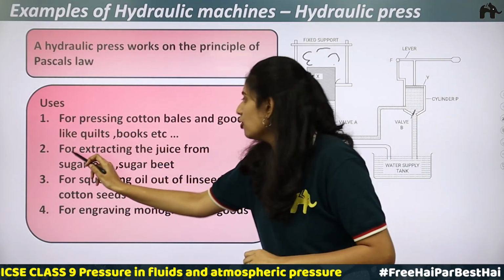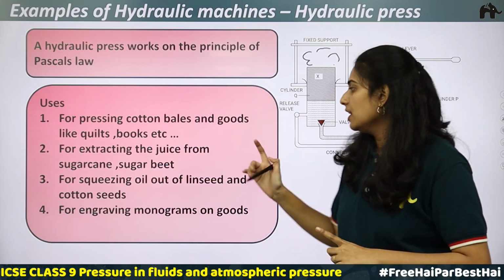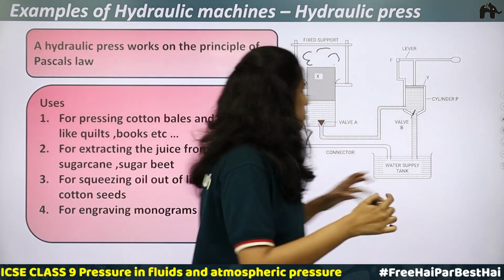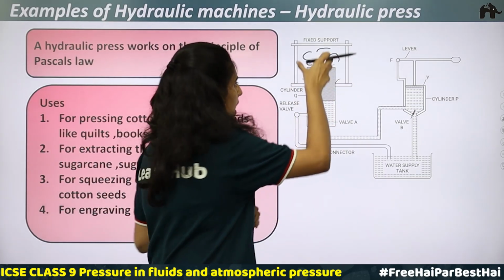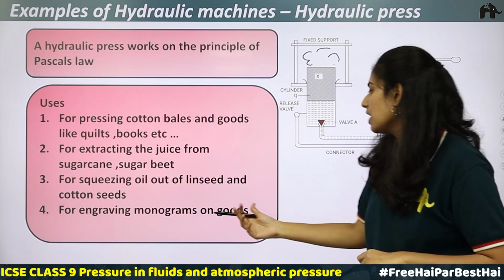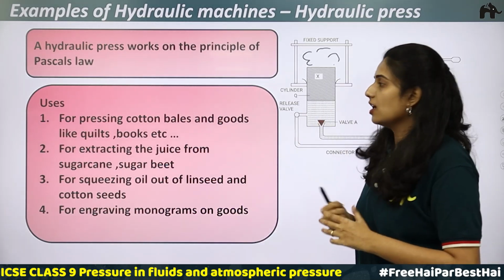Next is for extracting the juice from sugar cane or sugar beet. Next, for squeezing oil out of linseed and cotton seeds. All these seeds will be kept over here, and you can extract the oil from them. Next, for engraving monograms on goods. So these are the four applications of hydraulic press.